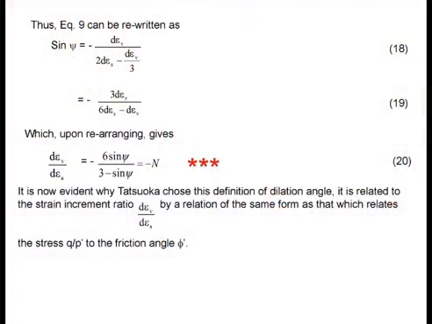So, essentially, if you have an angle of dilation, just now I gave you the definition. This is the definition of the angle of dilation. We can define, this is plastic plastic volumetric strain increment over plastic shear strain increment equals minus 6 sine xi over 3 minus sine xi. We call this term N. Let's just call it N.